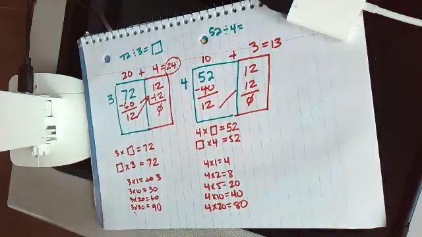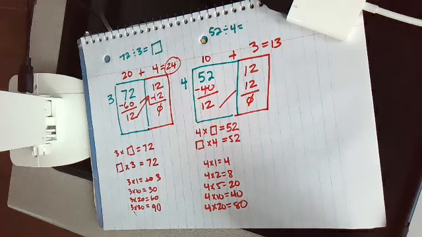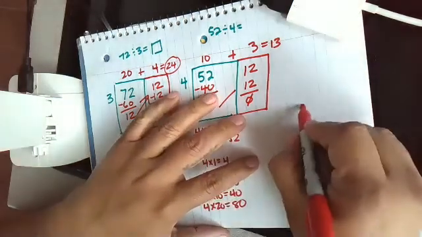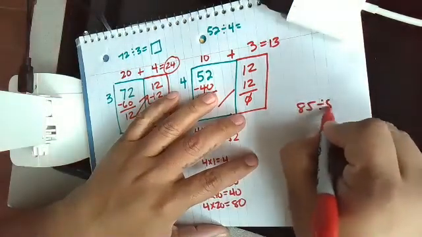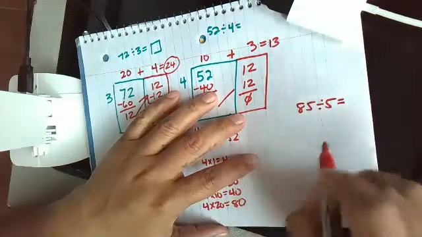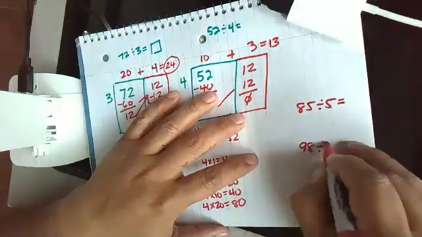All right. So that's how we use basic area models to introduce division to students. In a minute, you'll be seeing a video with longer division. All right. So try these out. 85 divided by 5, and maybe try 98 divided by 7.